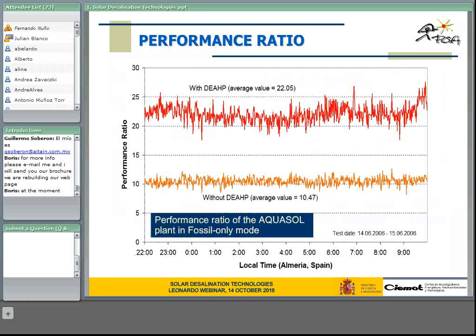If we consider what the average performance would be without considering the recovery of the heat from the last effect, the equivalent would be 10.47. So we are more than doubling the performance of the plant with the introduction of this absorption pump. If we are working in a hybrid mode, with contribution from both the solar field and the gas, the performance ratio will be in the middle of these two limits, 22 and 10.